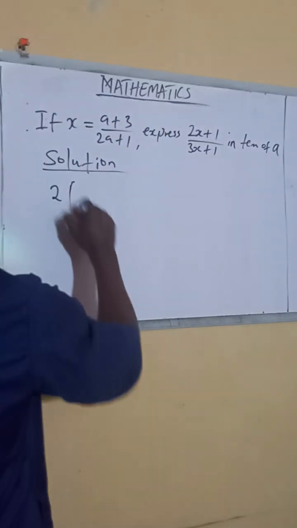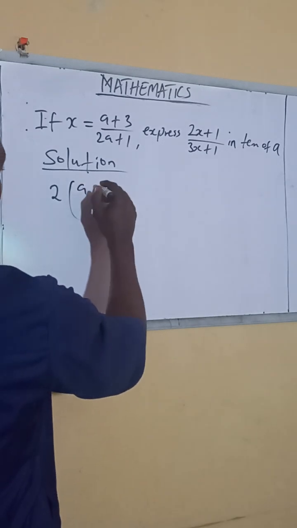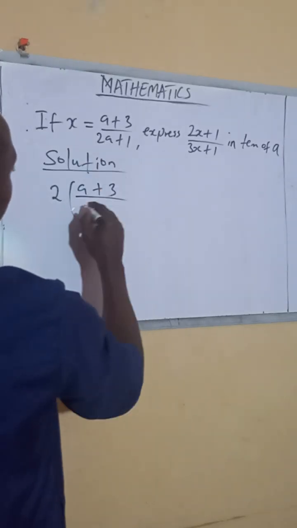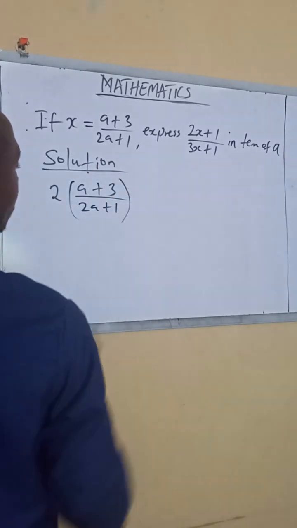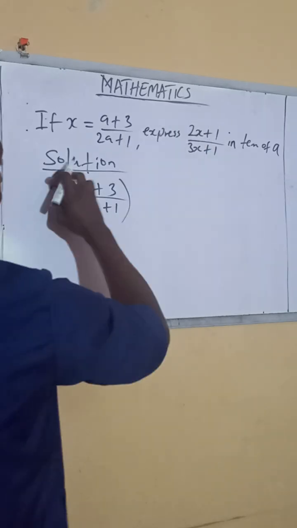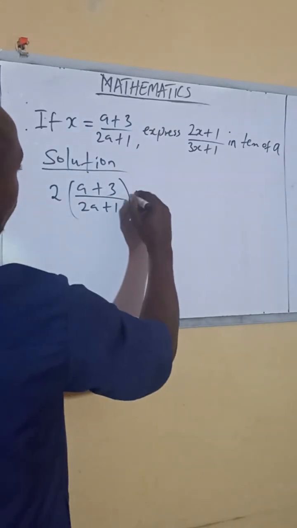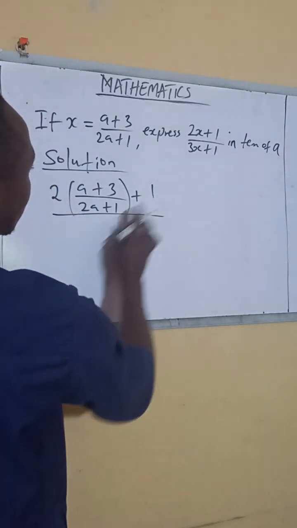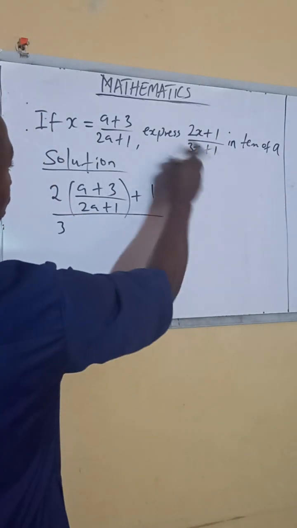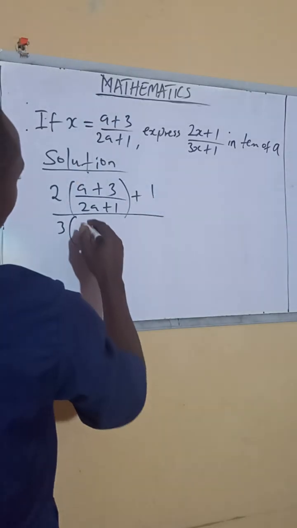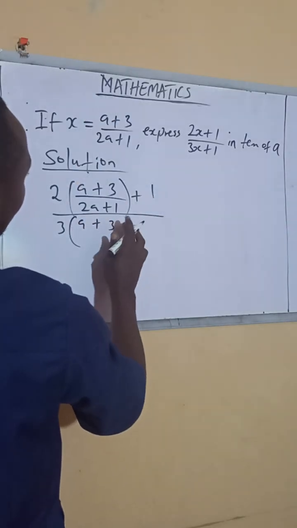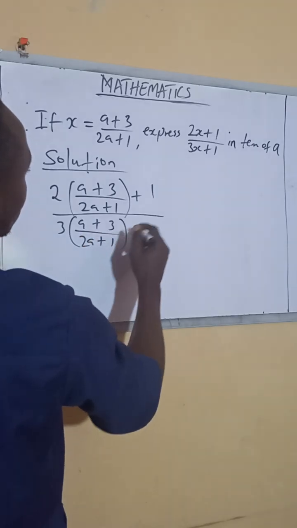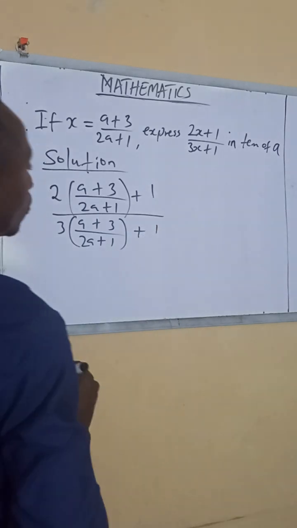So go ahead and open bracket for it and say a plus 3, which is x, all over what? 2a plus 1, close bracket. Now this is 2 and this is x plus 1 all over 3. This is another x, that means the whole of this. A plus 3 all over what? 2a plus 1, close bracket, plus 1.